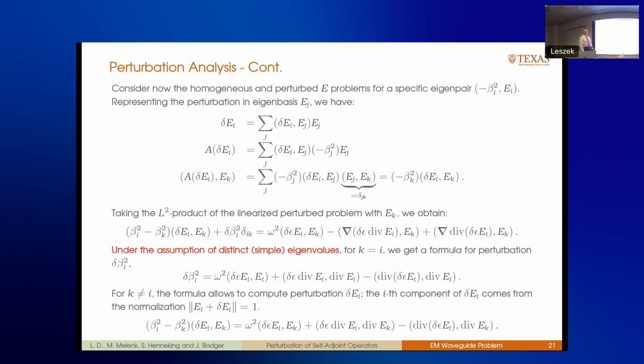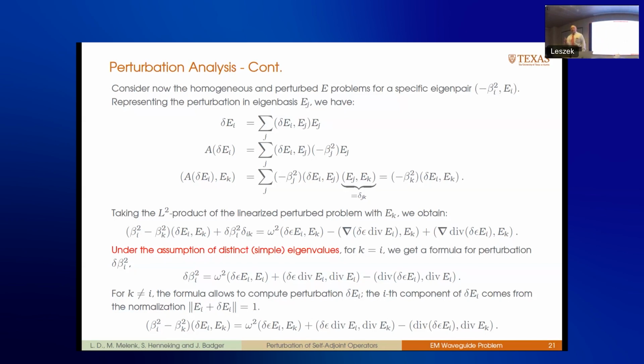So these are important details, but I don't think I have time to go into that. But let's look at this equation, for instance. What is it? The perturbation of the eigenvalue is represented in terms of the eigenvalue, the corresponding eigenvector, and explicit dependence upon the perturbation of the dielectric constant. So there are three terms here.